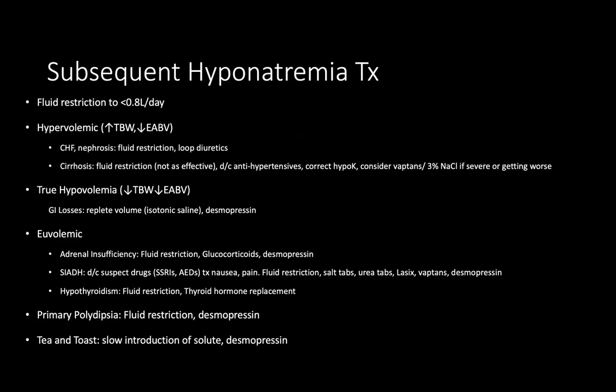Tea and toast, right, where you've had a patient, they have very poor nutrition. They're really not consuming anything but these calorie light meals, tea and toast literally, or in the case of alcoholics, just beer. You want to slowly introduce solute back into your system, and then you want to consider adding on desmopressin because these patients will also autocorrect pretty quickly.